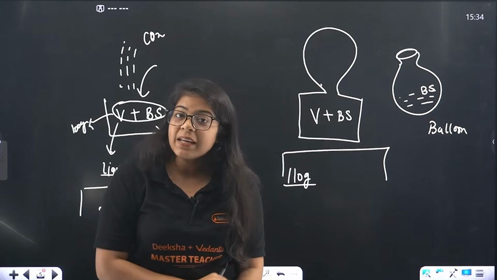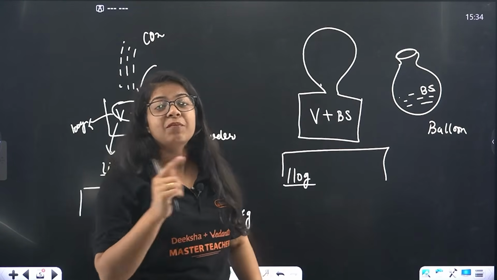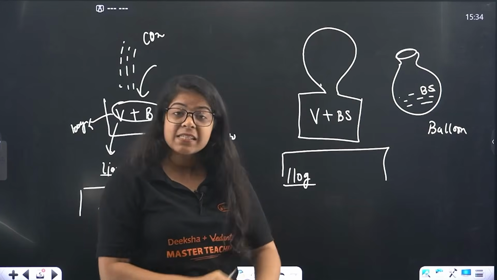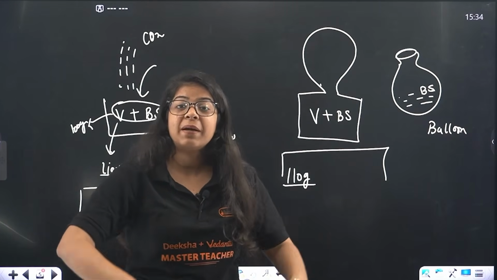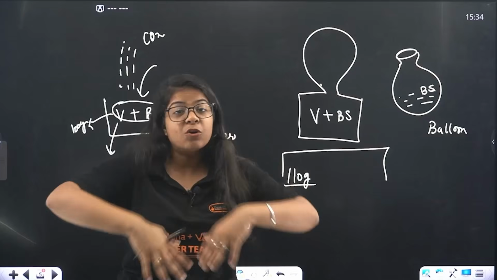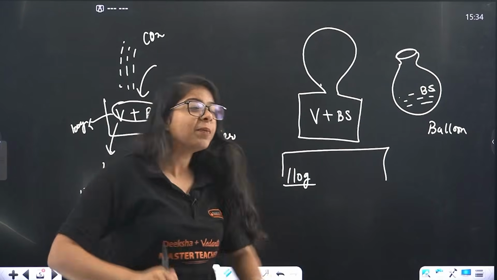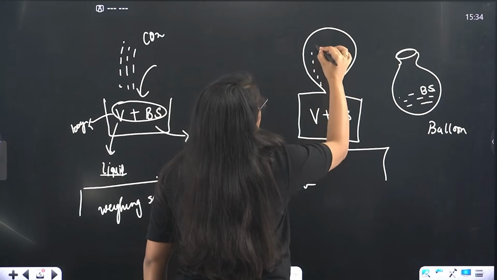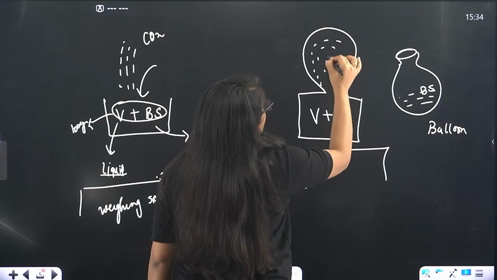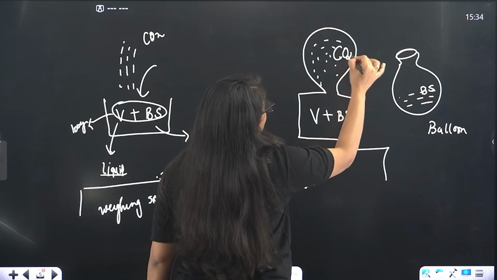Now they will again react. Again CO2 will be made, right? But this time the CO2 will not vaporize and go into the atmosphere. It will vaporize, but this balloon will trap all the CO2.